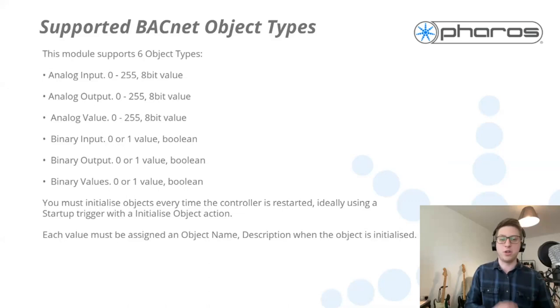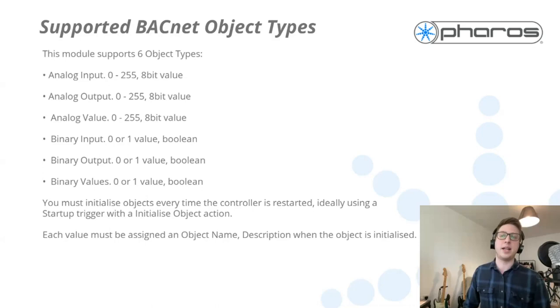The different values that we support are listed on screen right now. So we have analog inputs, analog outputs, and analog values. Inputs and outputs can be thought of pretty much like an input and output on a Rio or something similar to that. But the value types that we support are all 8-bit integers, so we have a range of 0 to 255. And then again, we have a binary input, binary output, and binary value. Again, these are on, off, true, false, 0, 1 type of values.